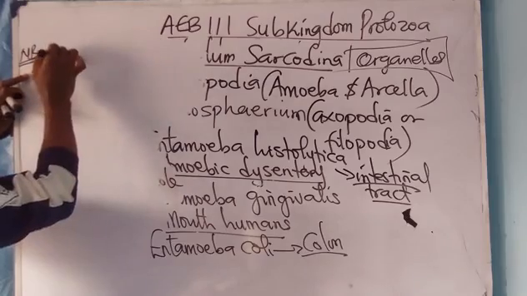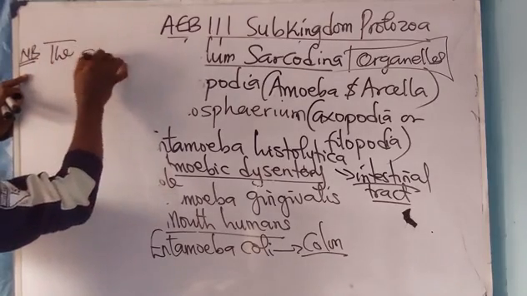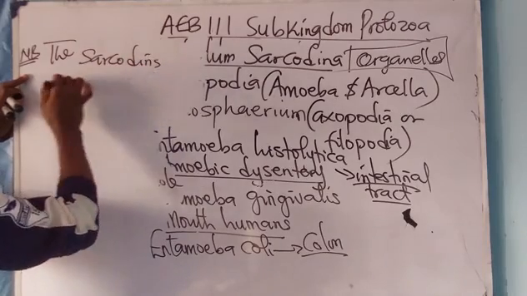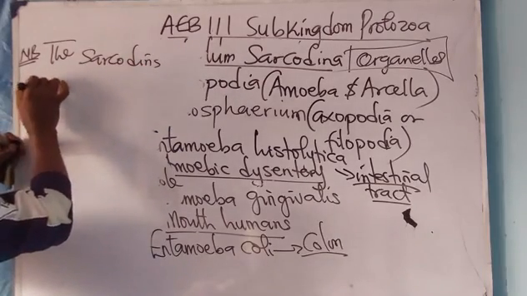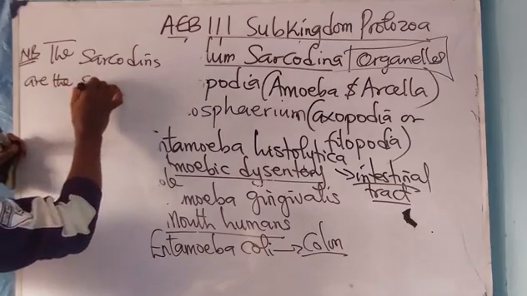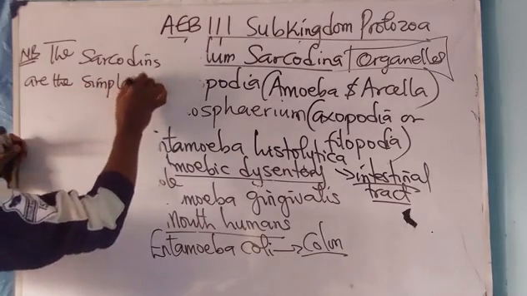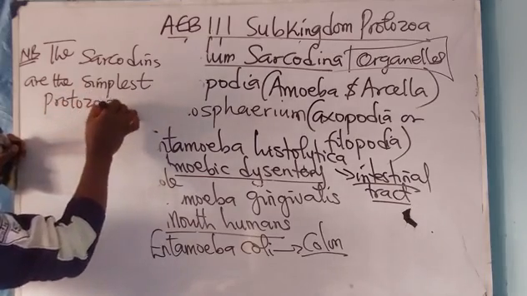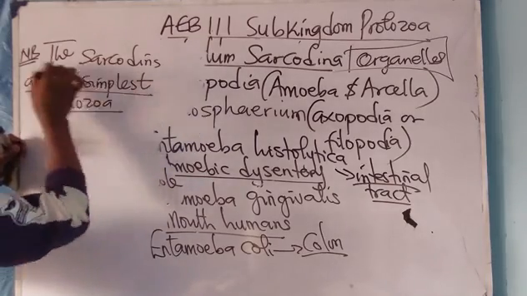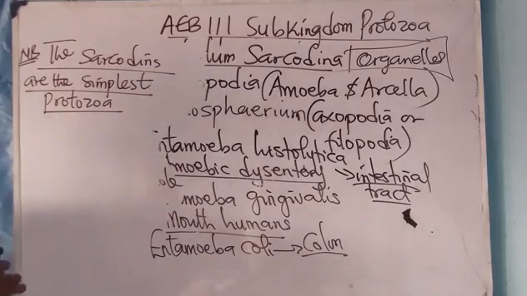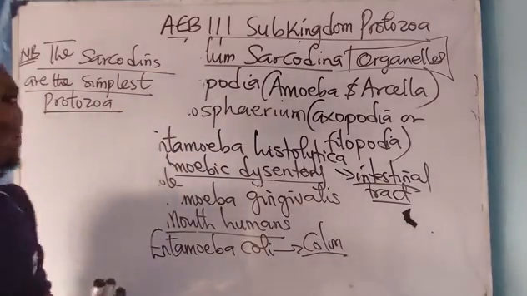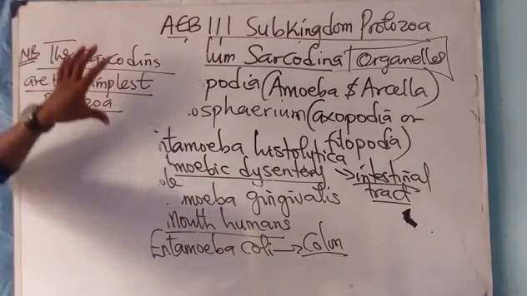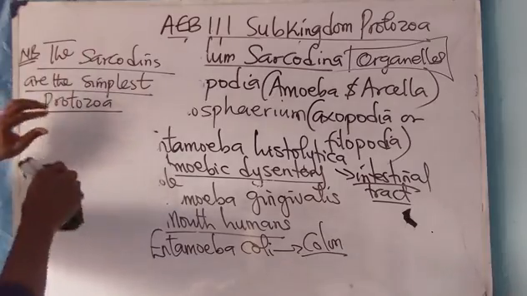The sarcodines are the simplest protozoans. Alright, the sarcodines are what? The simplest protozoans. Take note of that. They are the simplest.